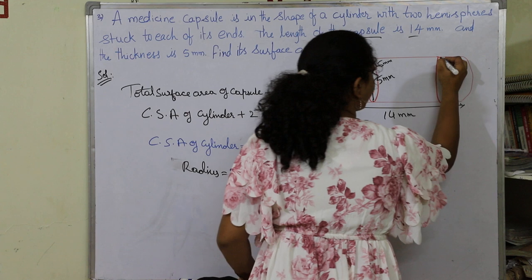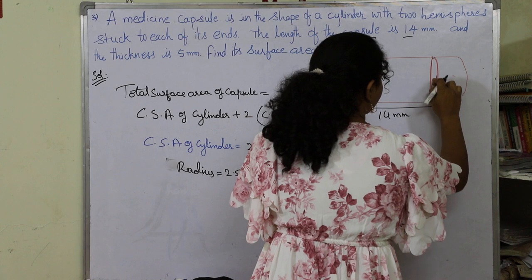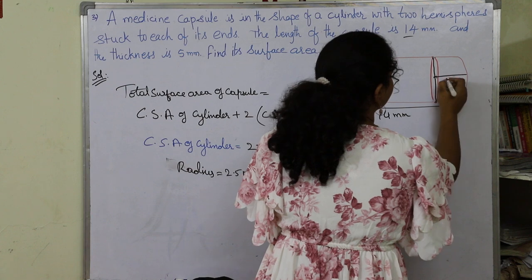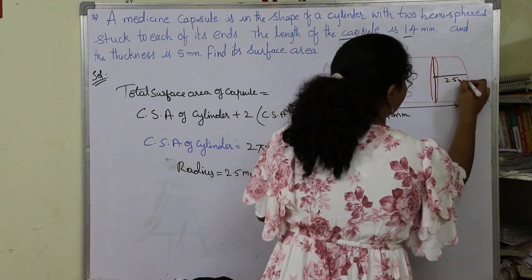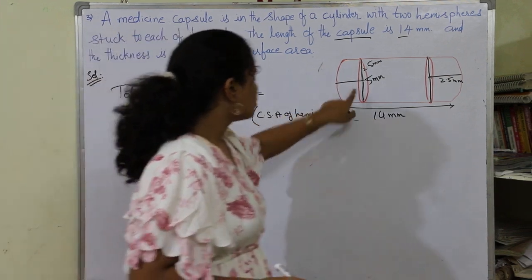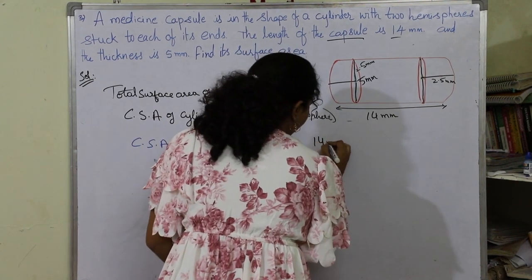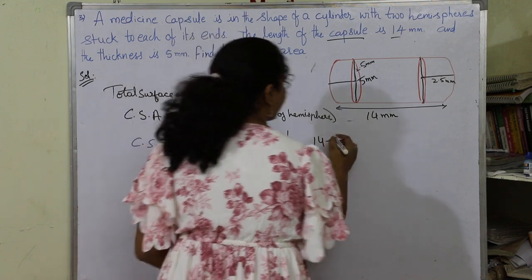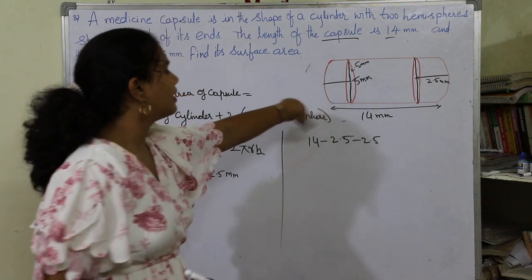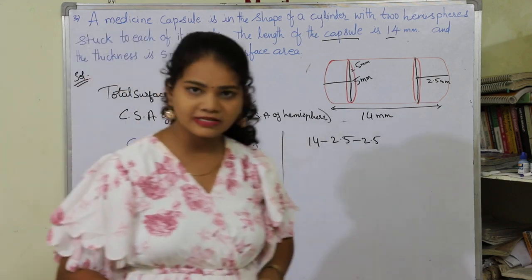So if I take over here, this will be the diameter in this given hemisphere, where diameter equals 5 millimeters, right? So this will be the radius, where radius equals 2.5 millimeters. Now let me subtract: 14 mm minus 2.5 minus 2.5. By subtracting the heights of the two hemispheres, that gives the height of the cylinder, right?